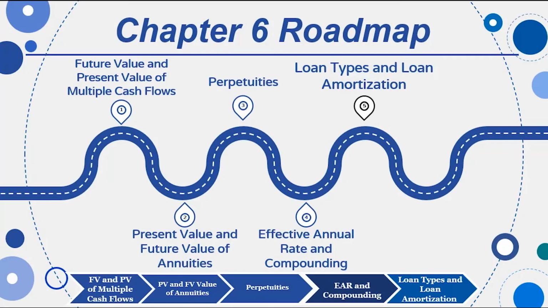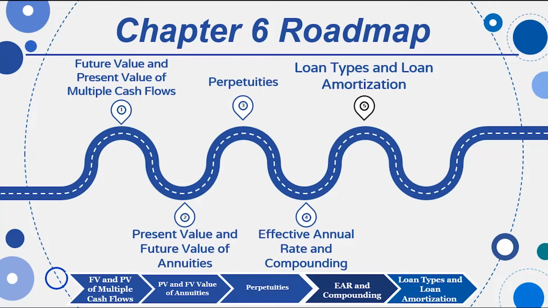The fourth learning objective is EAR, effective annual rate and compounding. Now, banks are required by the Truth in Lending Act to disclose to you the APR, but you'll find out that with a little math, that's not what you're actually paying. You're actually paying the effective annual rate.